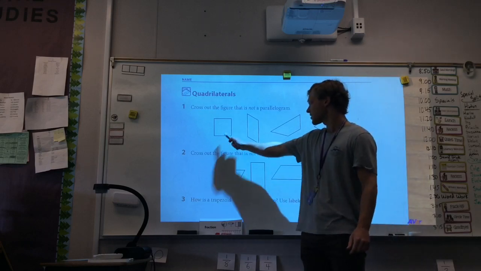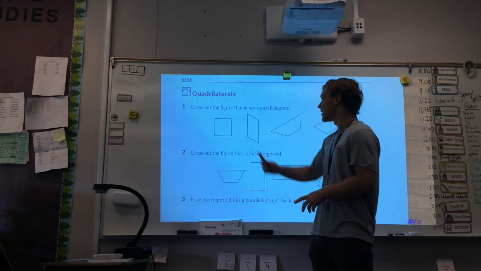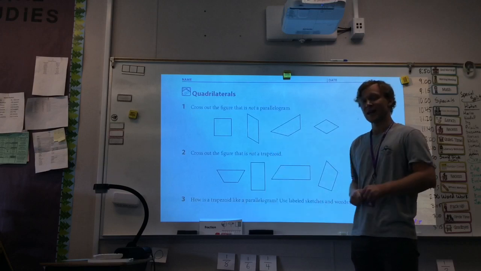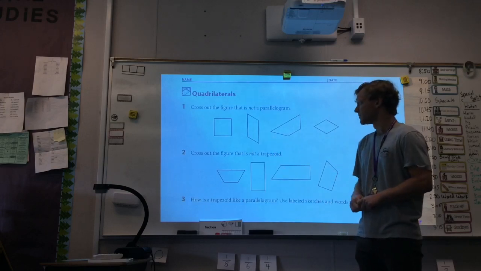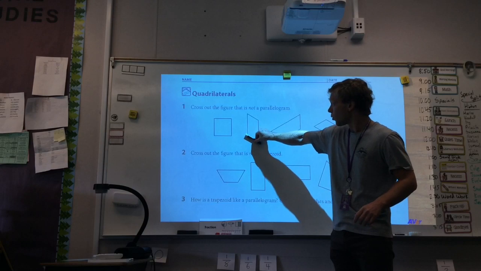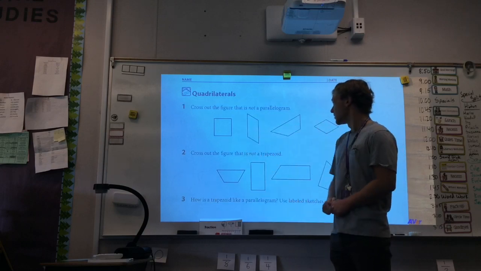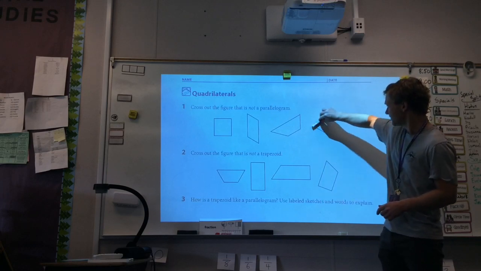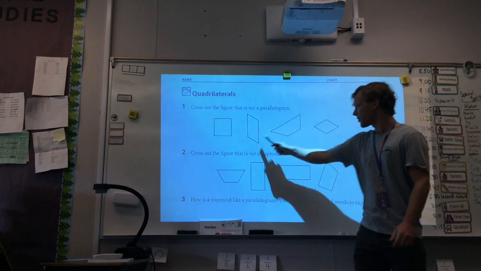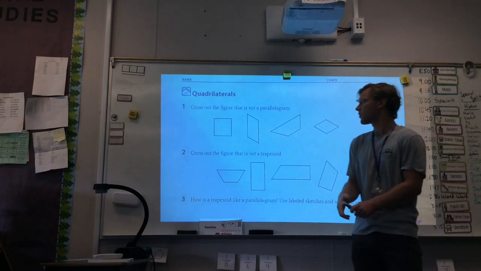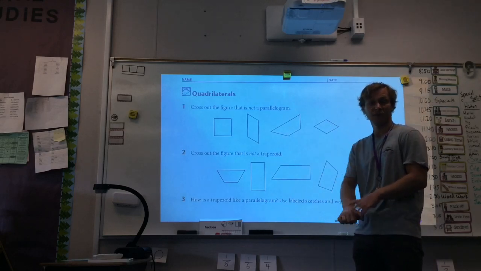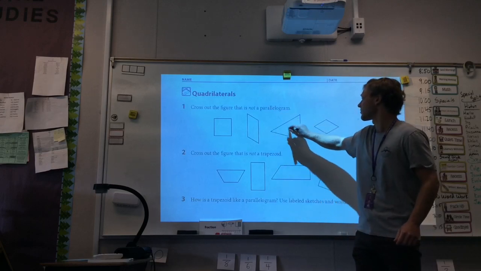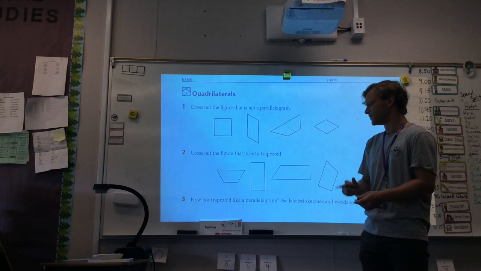So, if we look at this square, that is a parallelogram. So, we won't cross it off. Does that have 2 opposing parallel sides? 1, 2. Okay? And let's look at this fourth one. We have 1, 2. So all 3 of these are parallelograms. So if we're going to cross out the figure that is not a parallelogram, go ahead and try which one do you think it is? That's right. It's this third one right here. So we'll cross it off.